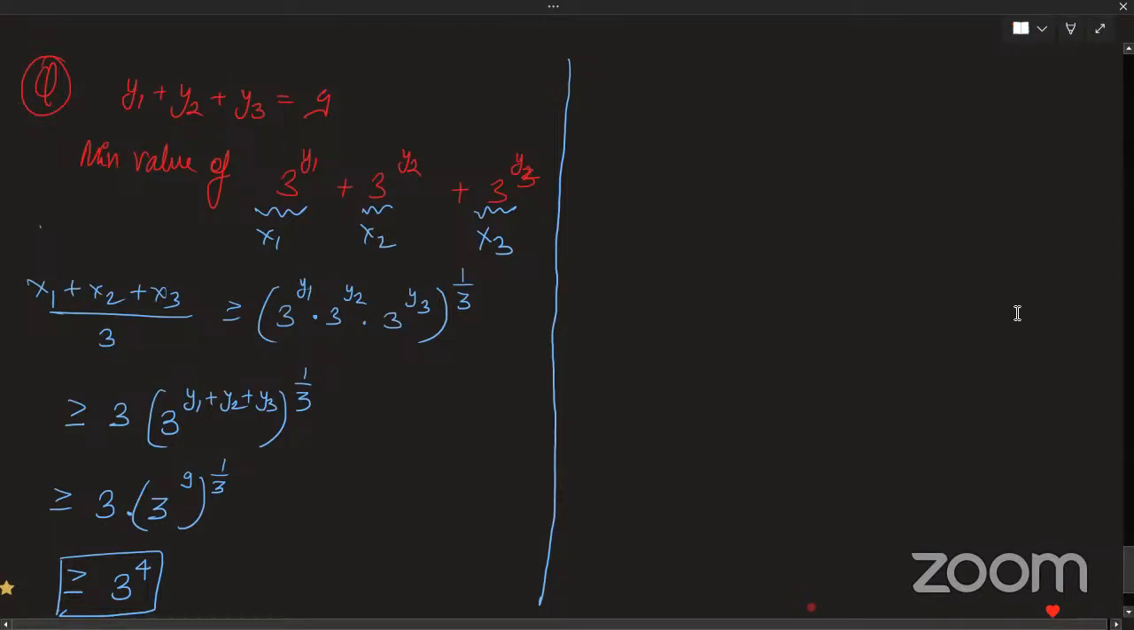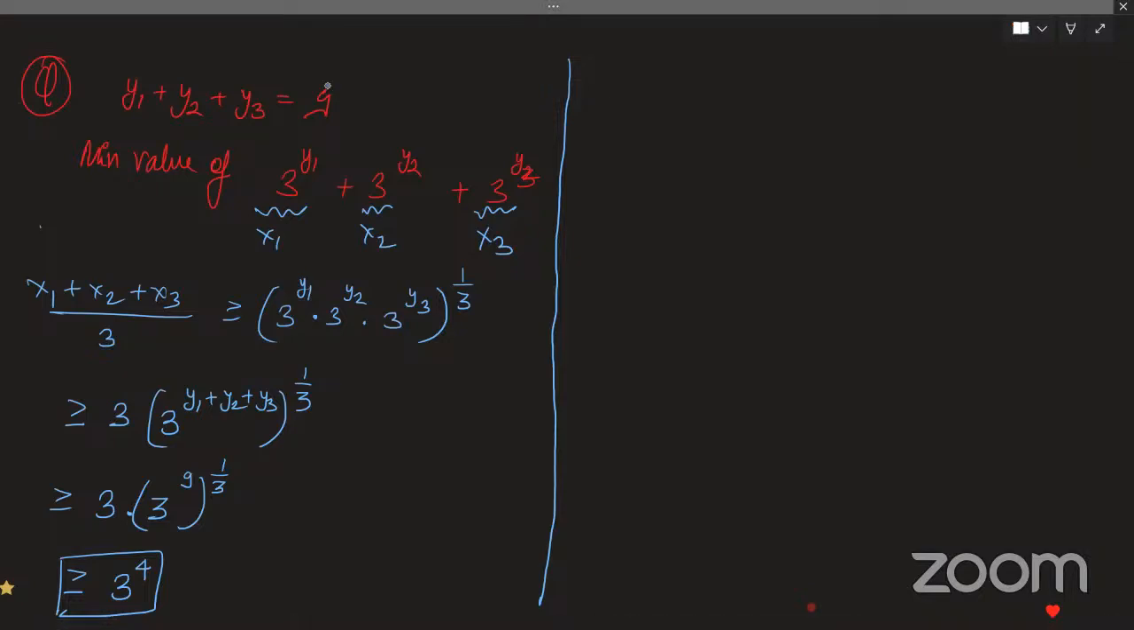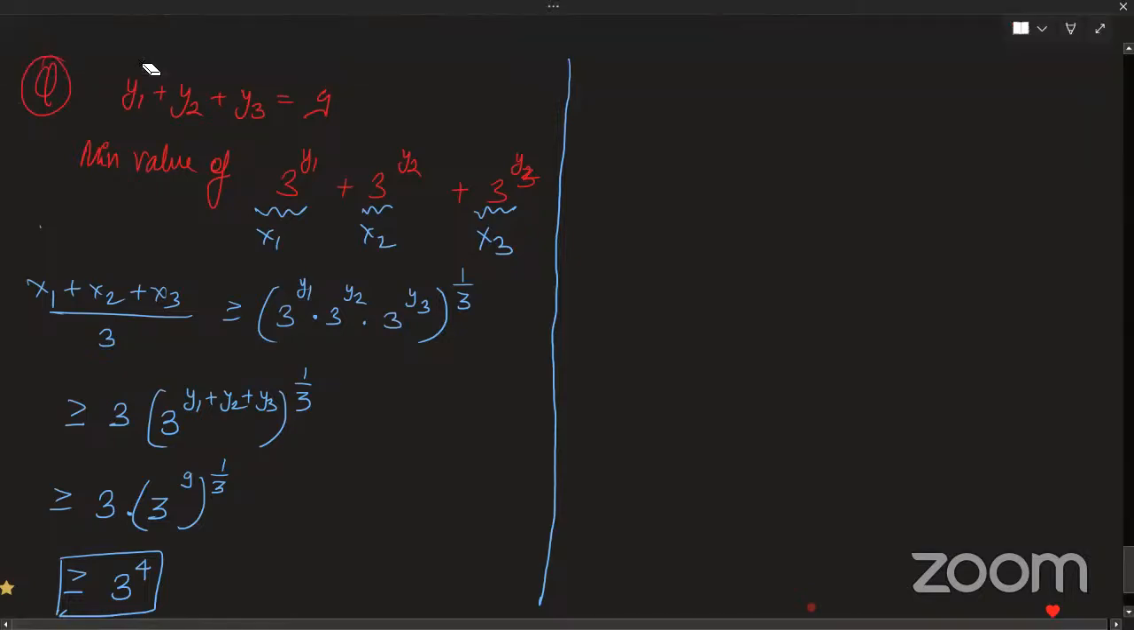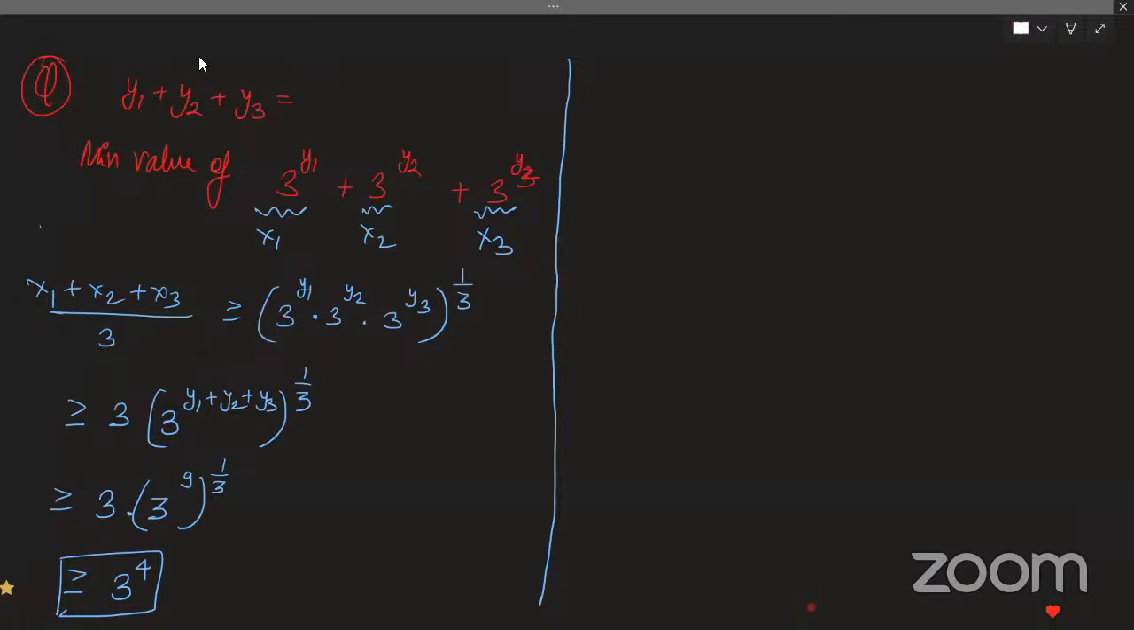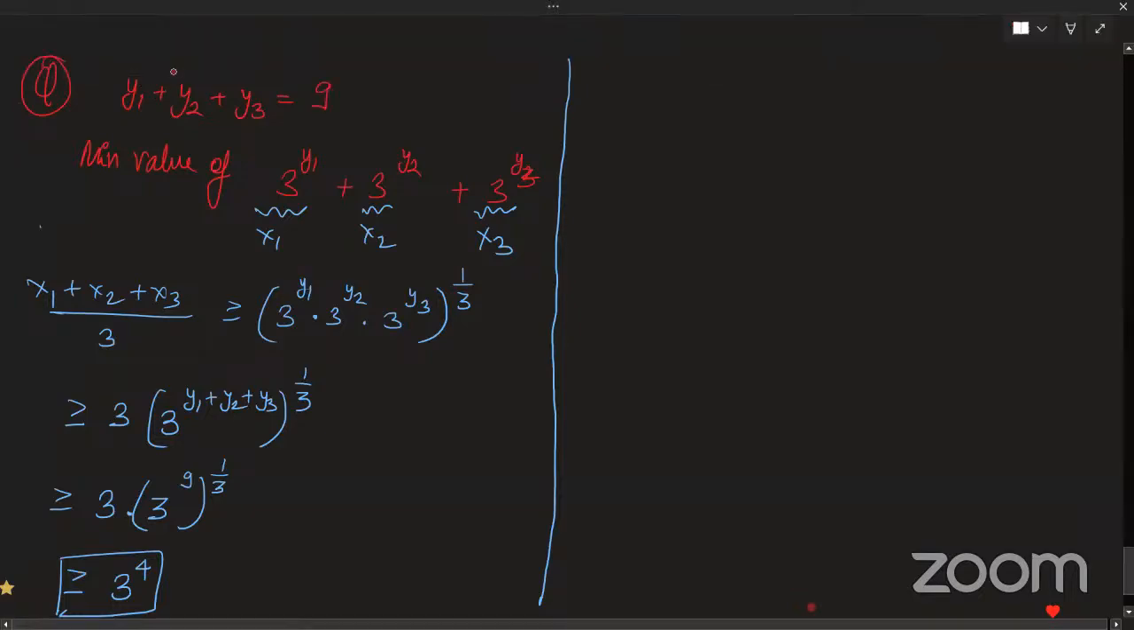Vignesh, how is it? It will be 9. y1 plus y2 plus y3 is already given to me as 9. How much did you think it is? Sir, I read it as a y. Okay, nice. Yes, correct. So my minimum value of x1 plus x2 plus x3 is 3 raised to 4.